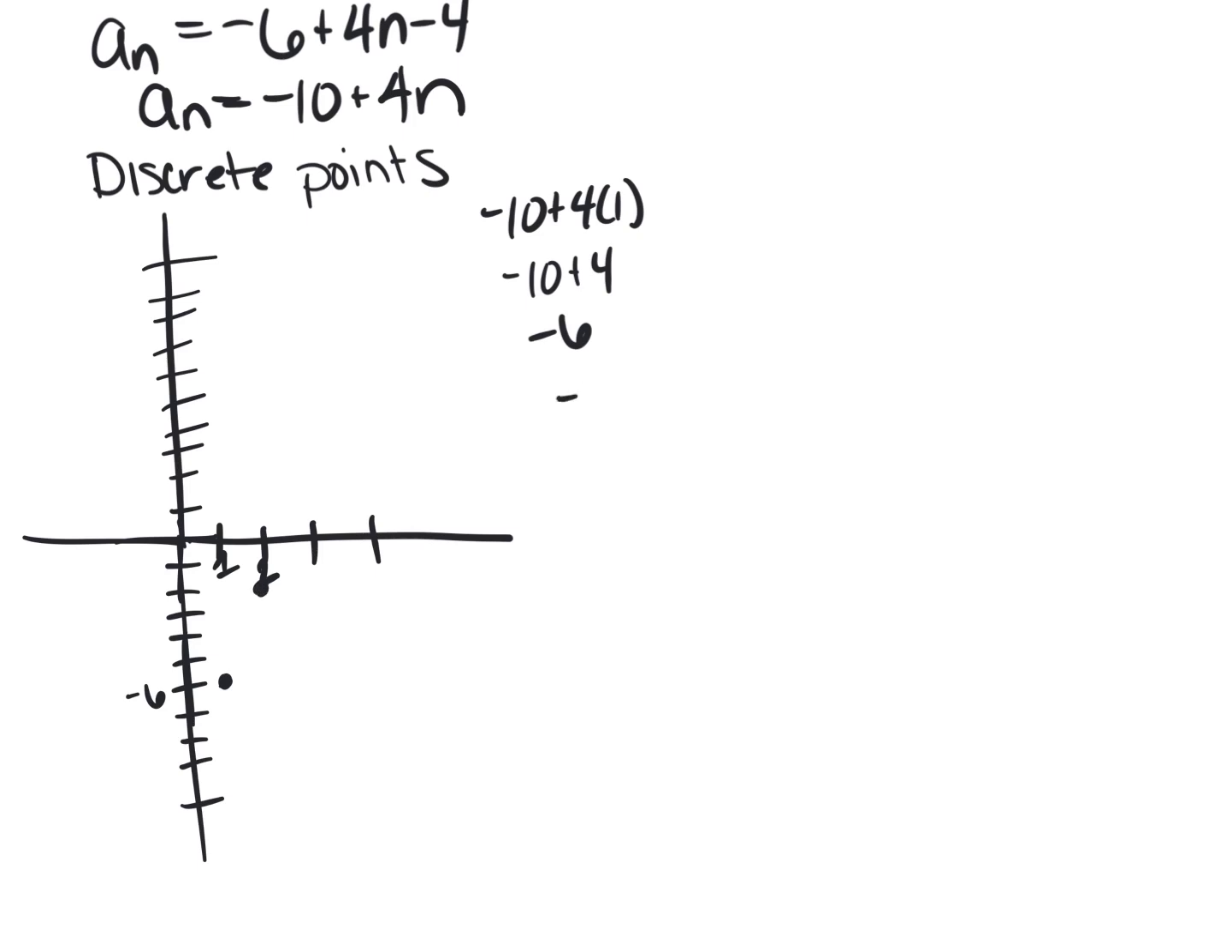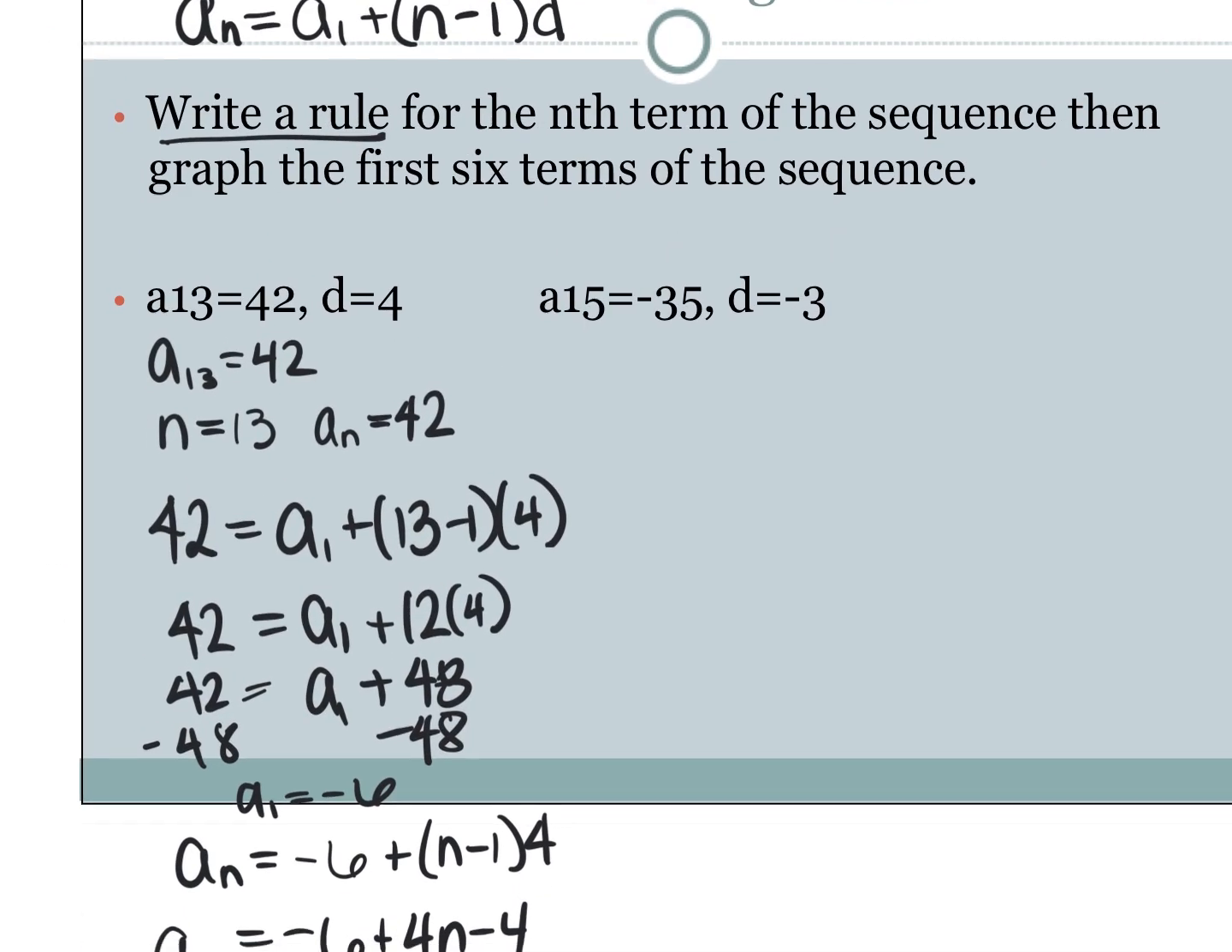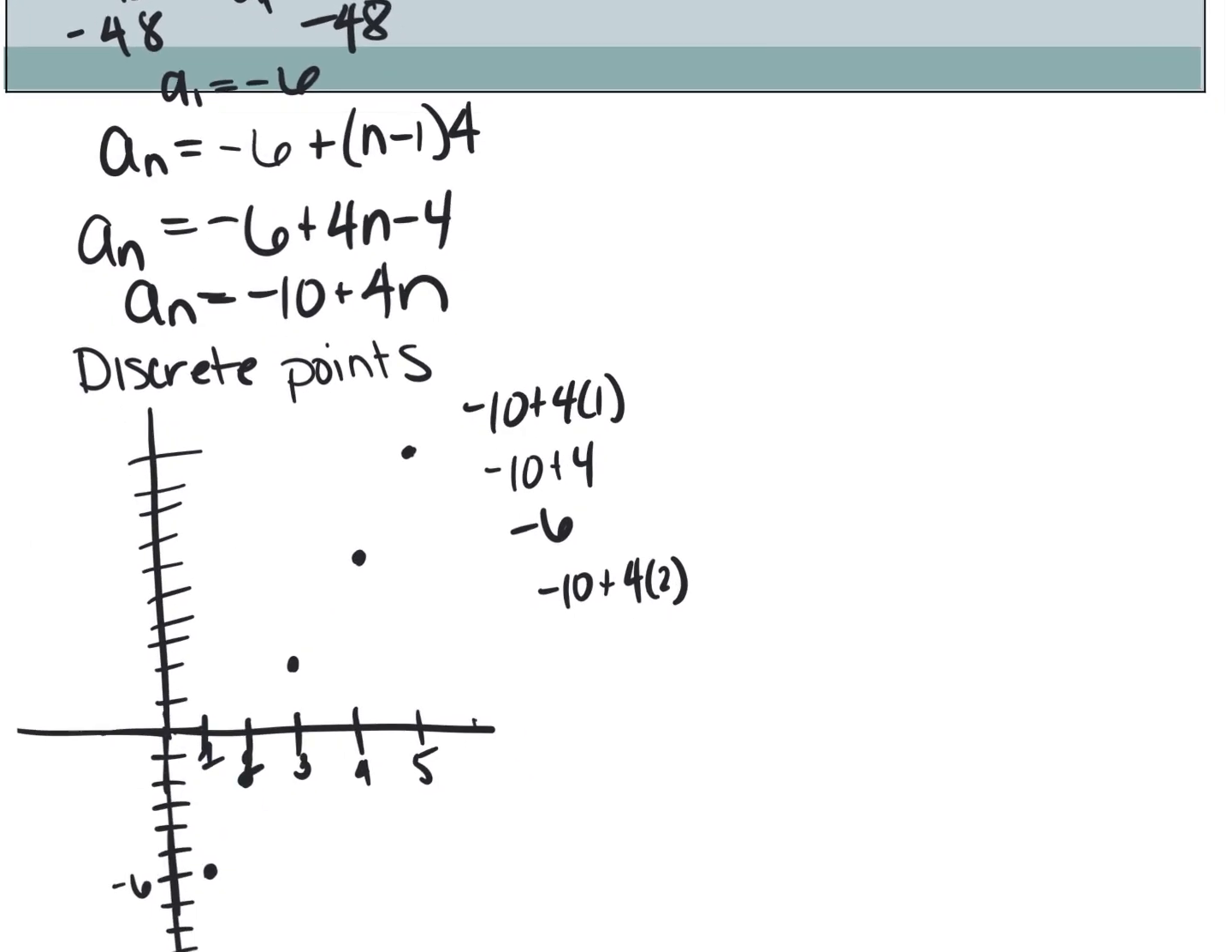And I can plug in 2 if I wanted, right? But we know that's kind of like a slope, up 4 over 1. We just don't connect them. So negative 2 plus 4 is positive 2. So that's the third term. The fourth term, 2 plus 4 is 6. 1, 2, 3, 4 more. And the fifth term is 6 plus 4 is 10. And it says to graph the first 6 terms, so 1 more.